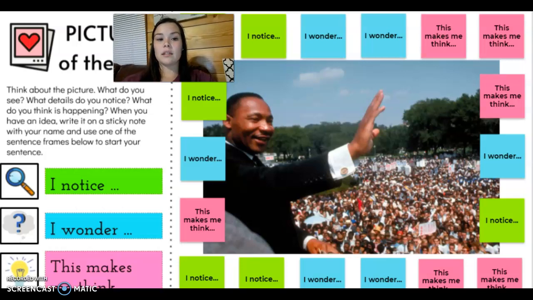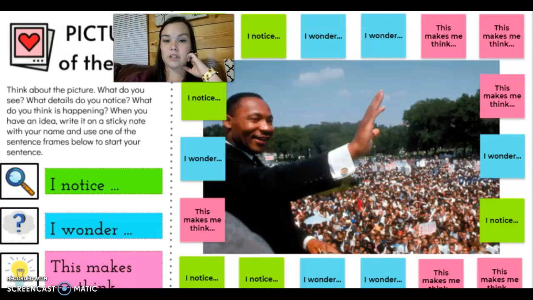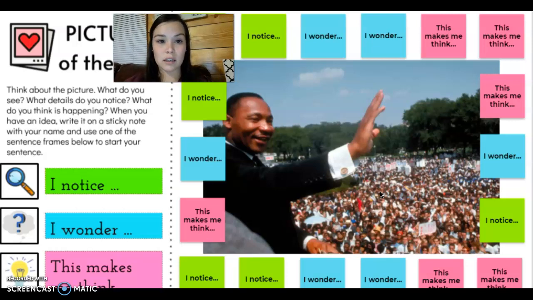Another thing you could do is have a picture just like this one and call it a picture of the day, and they can answer questions such as I noticed, I wondered, this makes me. This is a real good thing that you could use just to start the day out. Or if you taught a lesson about something, you could have a picture of it and then have them answer different questions about that. They can use their sticky notes, they could use their writing tool, they can insert GIFs.